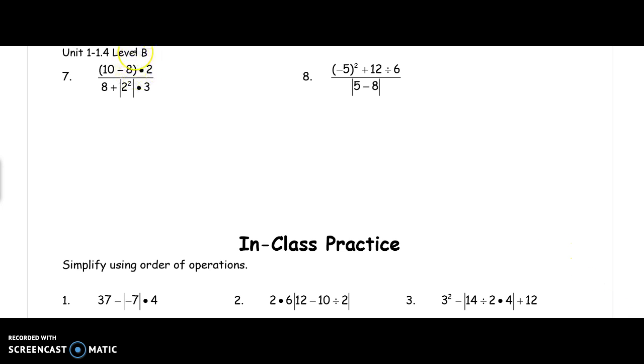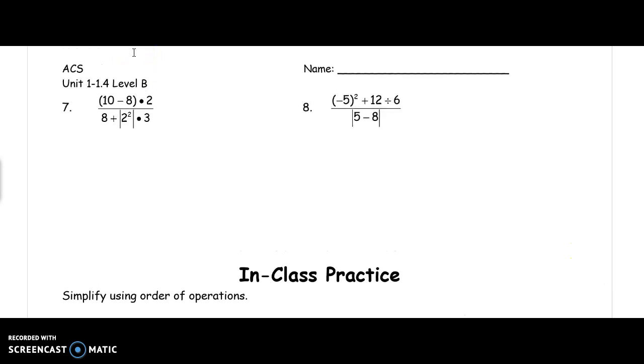So right here we have number 7. And again, it's one of those bars. So let's break it down with top and bottom. On the top, we have parentheses. No absolute value bars, just parentheses. So we have 10 minus 8, and 10 minus 8 is 2. We're going to bring over the times 2. And then we have 2 times 2 is 4. The top is now completely simplified.